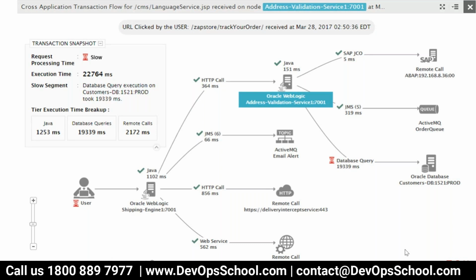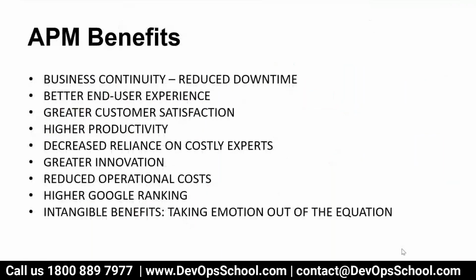Out of 22,764 milliseconds of call response time, 19,339 is taken by the database query. So is this your job? No. So what is your job? You have to build a dashboard like that so anyone can see and tell, okay, database query. Got it? All of you? Yes. So how do you do that? Using APM. Some of the benefits are there.